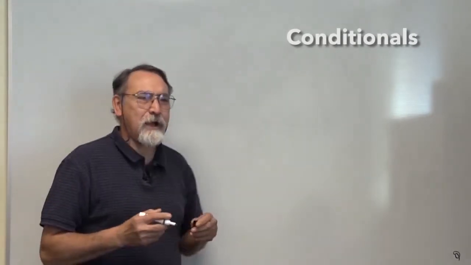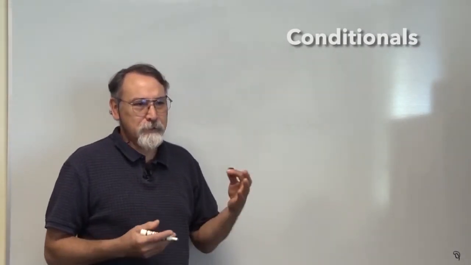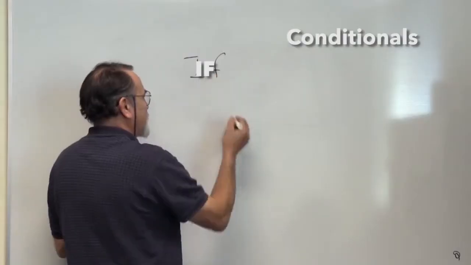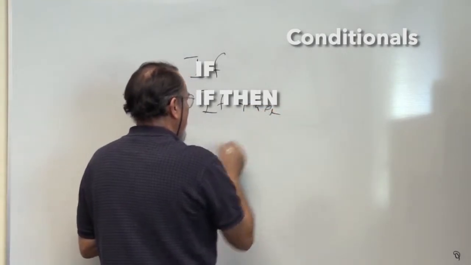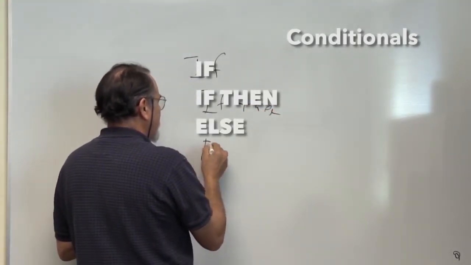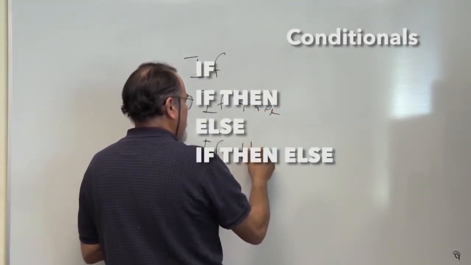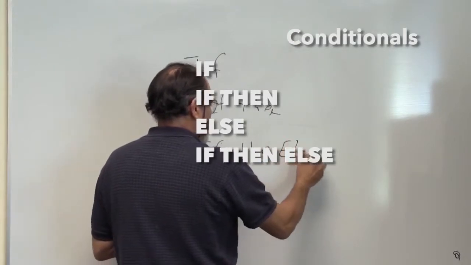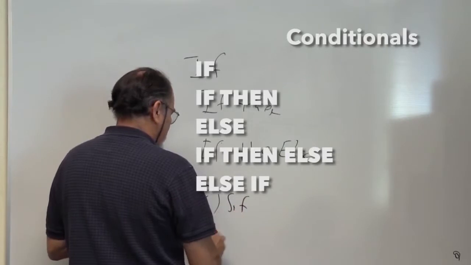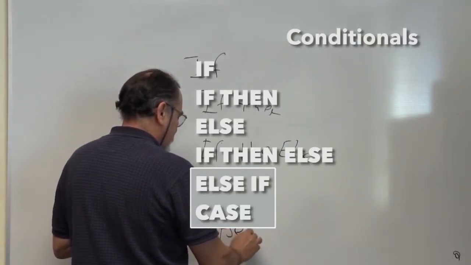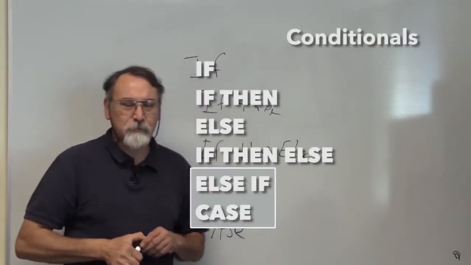So I kind of brushed over it. But understand that that's how you make a decision, or that's how you test information in PL/SQL. You have the if, then you have the else, you have the if, then else, then you have the else if, which is different, and then you have the case. So understand that these are the mechanisms.